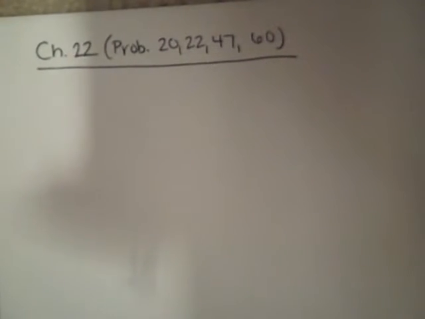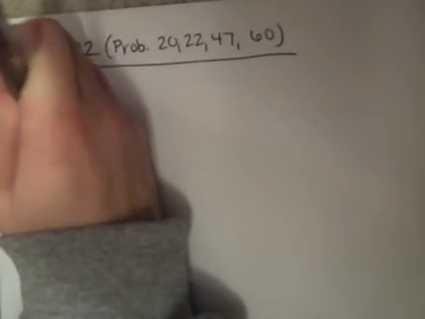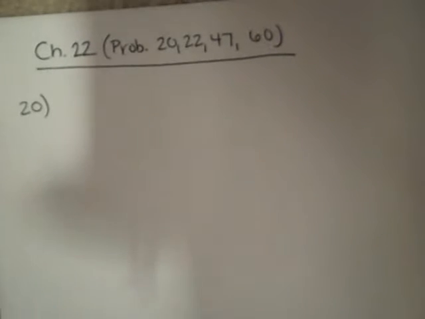Today we are looking at problems 20, 22, 47, and 60 from chapter 22 in the magnetism section of your book. First off, number 20 is asking, they give you the kinetic energy of a proton as it moves perpendicular to a magnetic field, and we want to know the radius of its curved path.